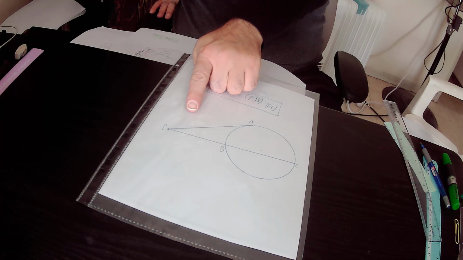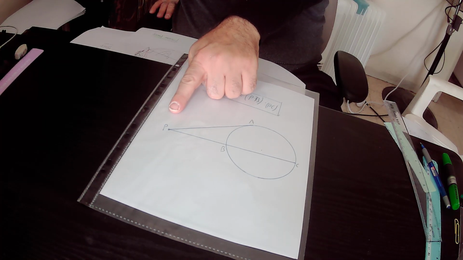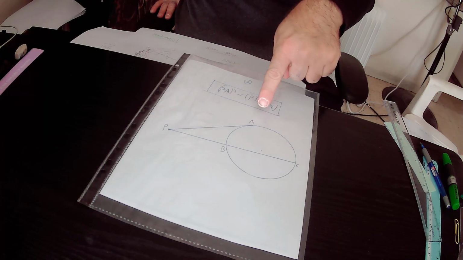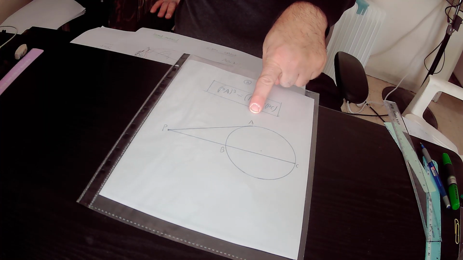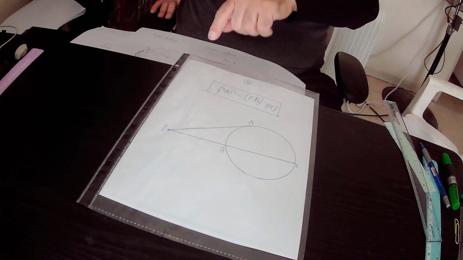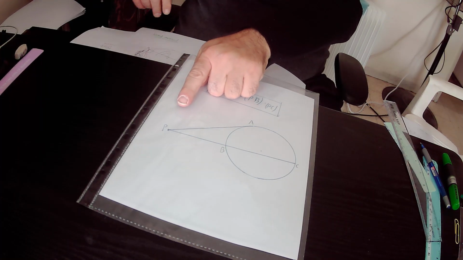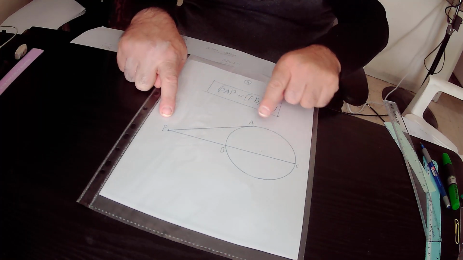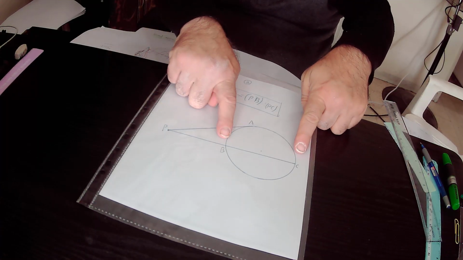this is the common external point P. From the common external point P, we have tangent PA that is tangent to this circle at point A. Likewise, from the same common external point P, we have secant PC that cuts this circle at two points, B and C.